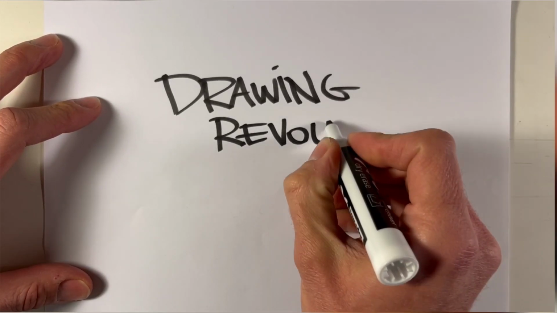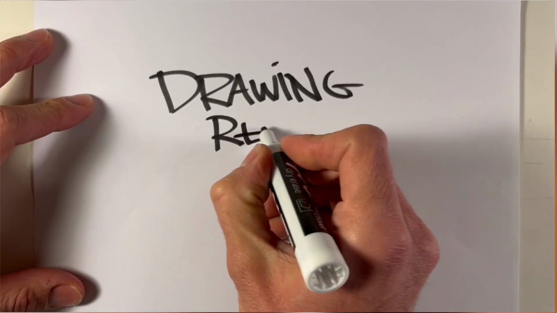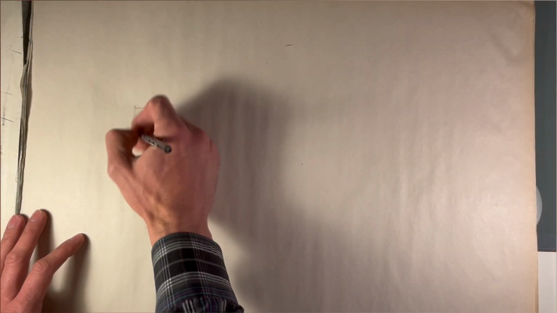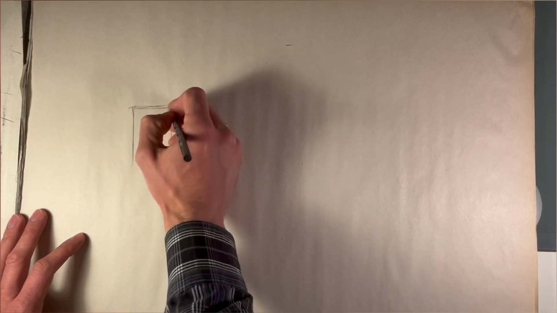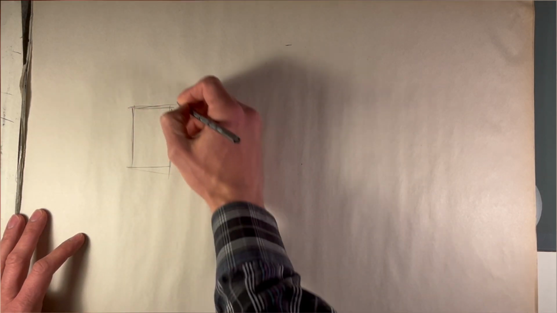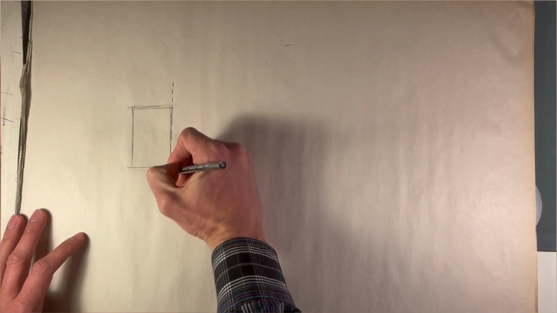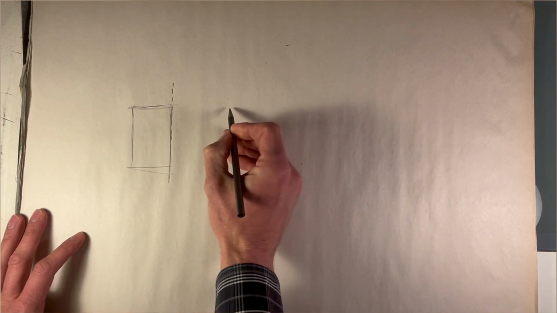In this video, we will be drawing revolved forms. Revolved forms spin around an axis line. So to start off with, let's imagine a sheet of paper, just a rectangular sheet of paper, and the axis line is lined up on the right side of that piece of paper.